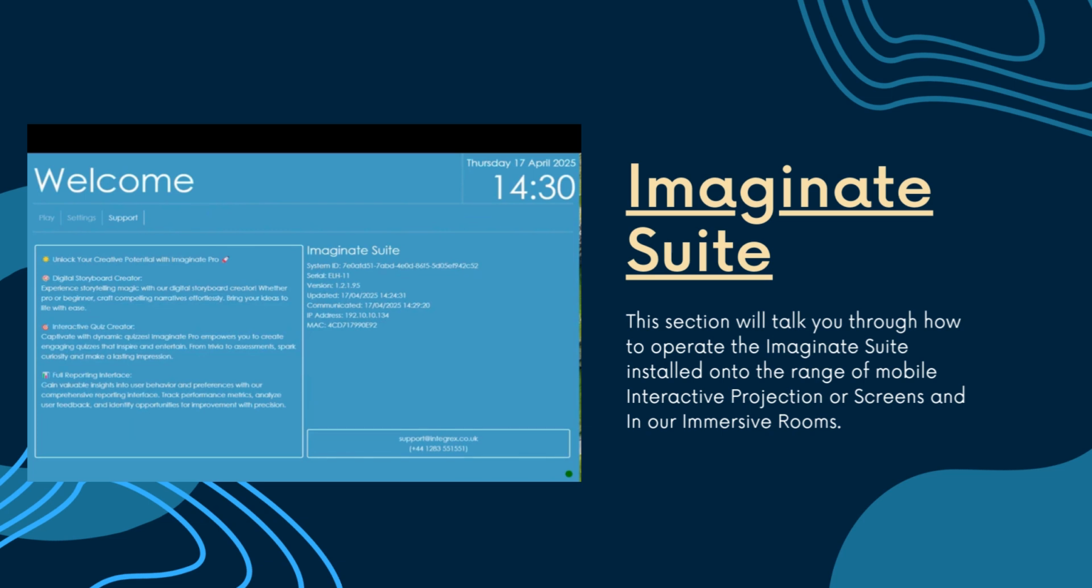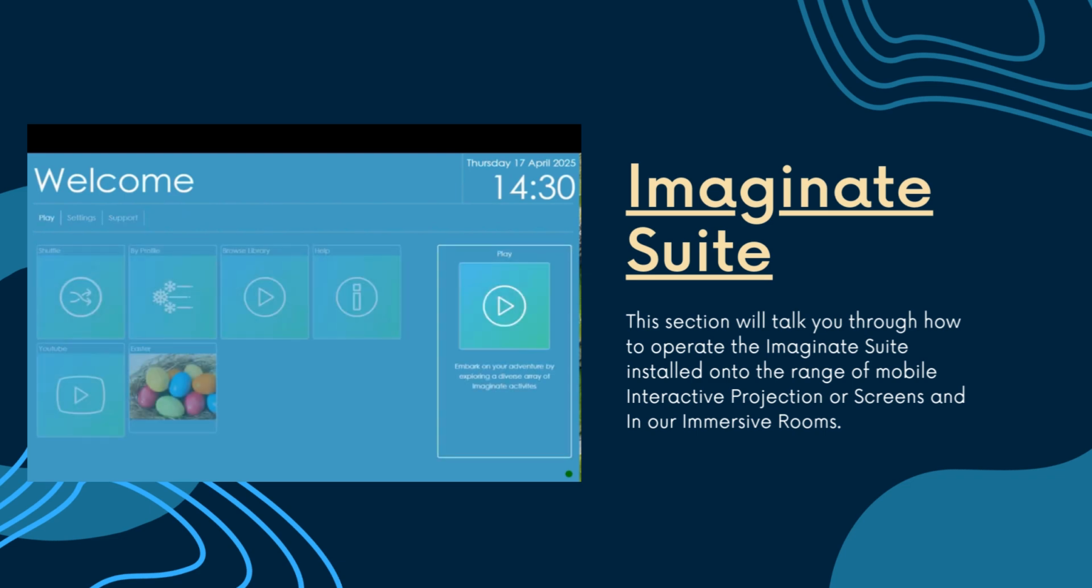Support. The final tab is Support. Everything you need is right there. You'll find our email address, phone number, your system's serial number, and the last time it connected to the server. If you ever need help, head to this screen to get those details.